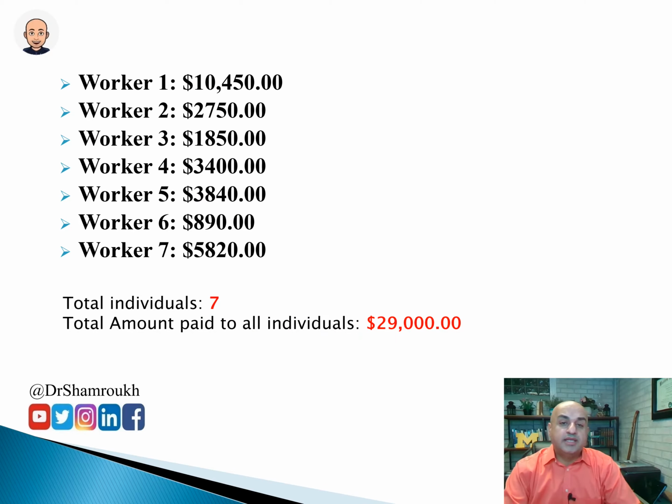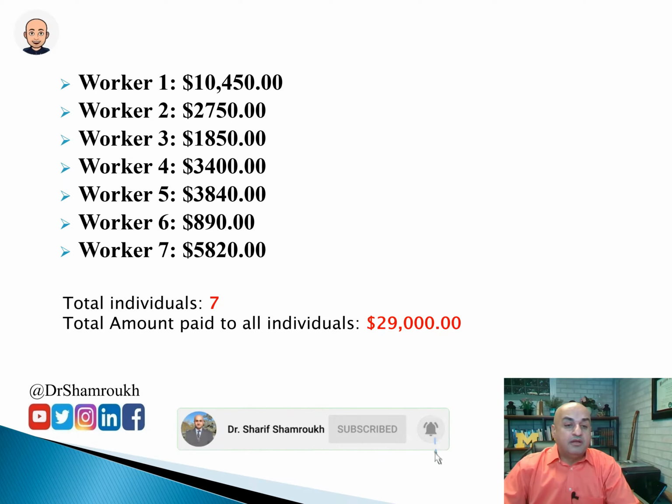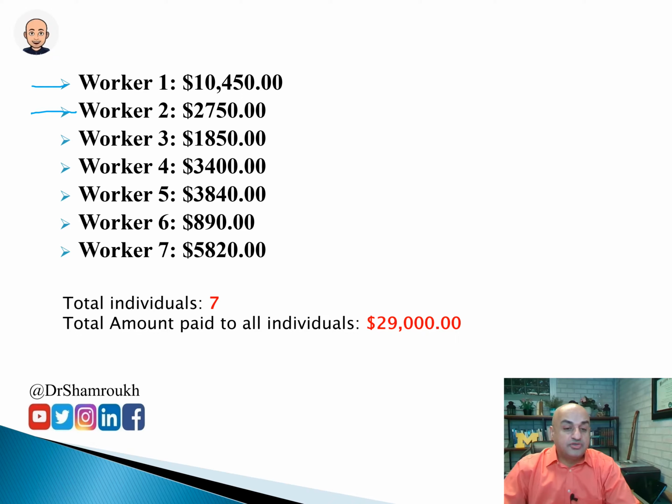Let's say you had 7 people work for your organization or business during the tax year, and you paid them these amounts listed here. Worker 1, 10,450, worker 2, 2750, etc., to the rest of the 7 individuals. In this example, we have 7 individuals who worked for the organization or the business, and the total amount paid to all these individuals was $29,000.